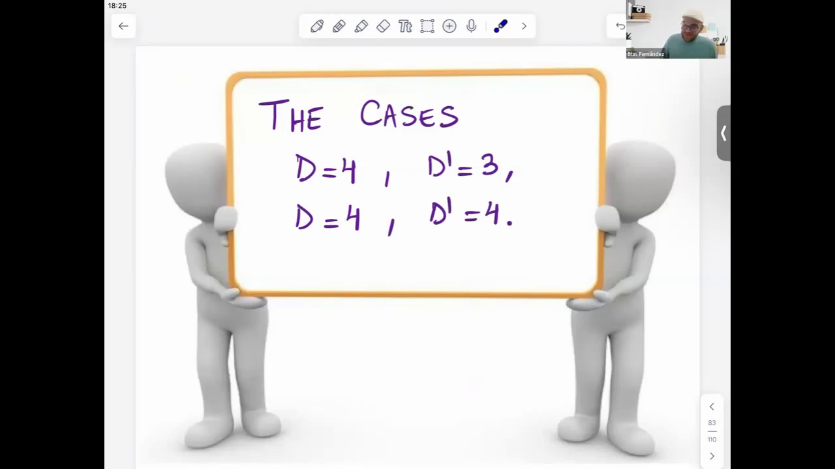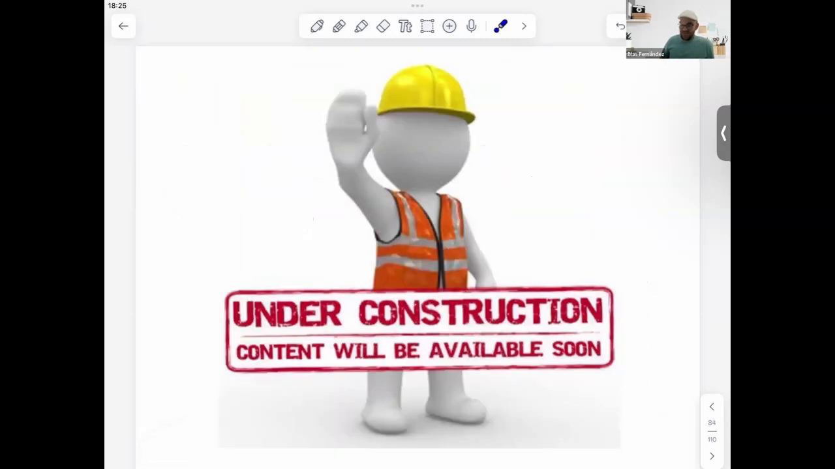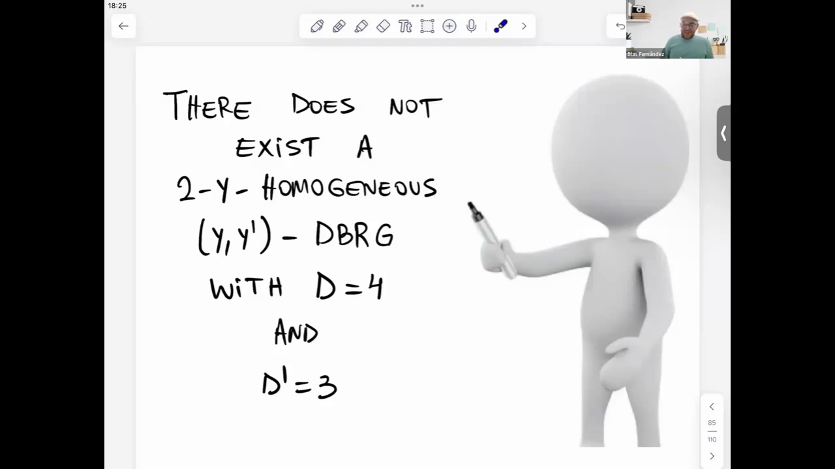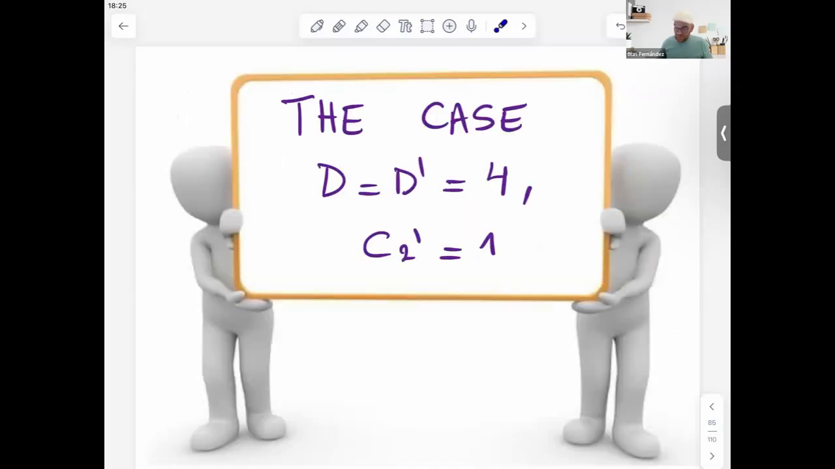So the first case, d equal 4 and d prime equal 3, is something that still needs to be written, but it is known because I proved it. For this graph with d equal 4 and d prime equal 3, we don't have examples, and it is easy to see. The idea is to consider certain relations with the intersection numbers and find a contradiction. So now we move to the case when d equal d prime equal 4.